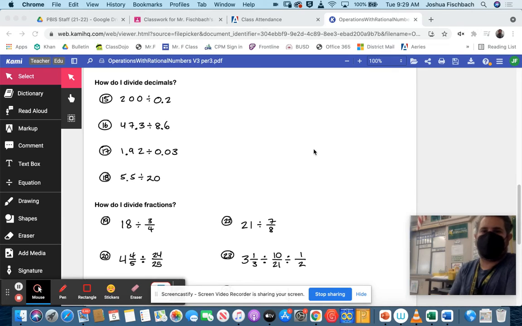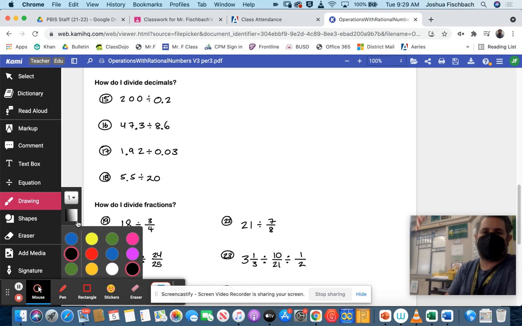Okay, welcome to a little review on how to divide decimals. When you are dividing decimals, like on number 15, you have to remember that "divided by" basically means a fraction line. So this is 200 divided by 0.2. It basically means 200 over 0.2. So that's exactly the same thing.